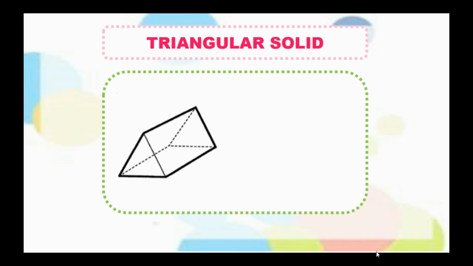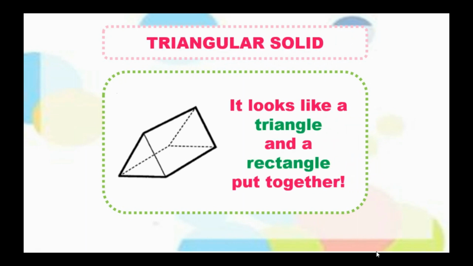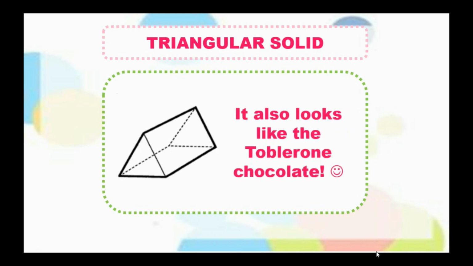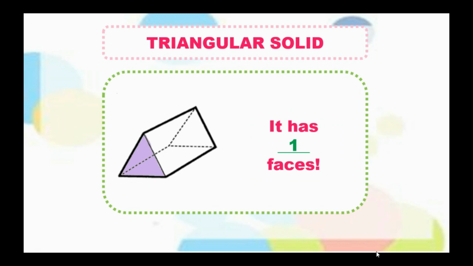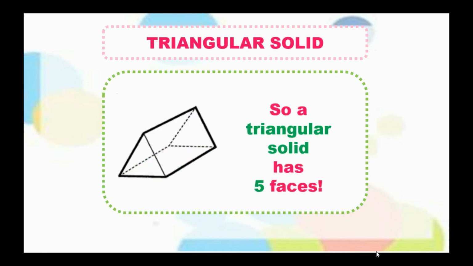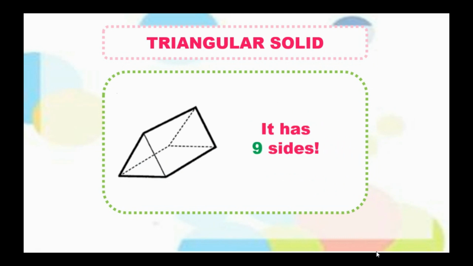How about the triangular solid? A triangular solid looks like a triangle and a rectangle put together. It also looks like the Toblerone chocolate. Let's count how many faces. 1, 2, 3, 4, 5 faces. So a triangular solid has 5 faces. It has 9 sides. It has 6 corners.